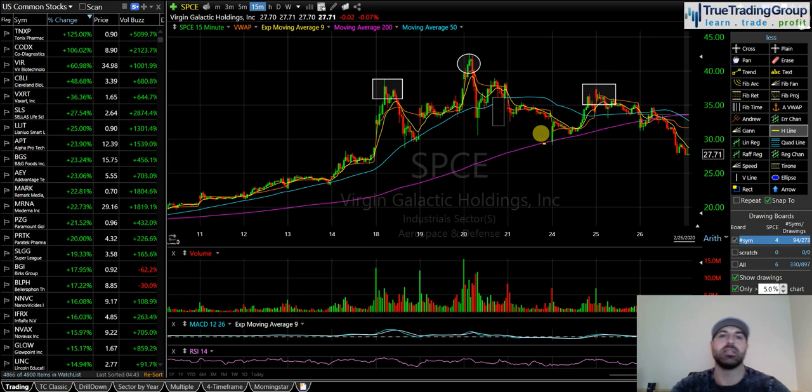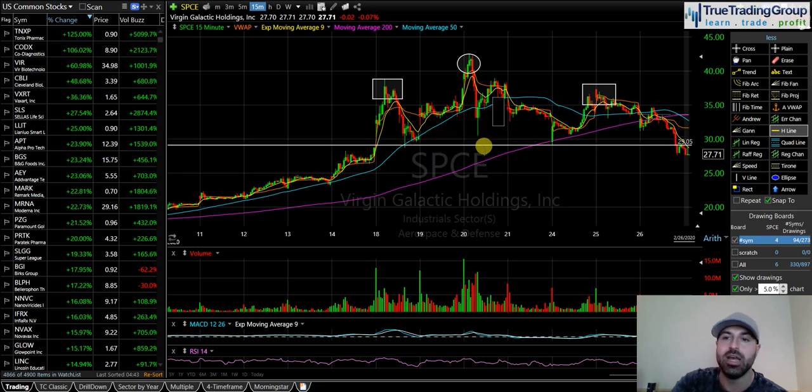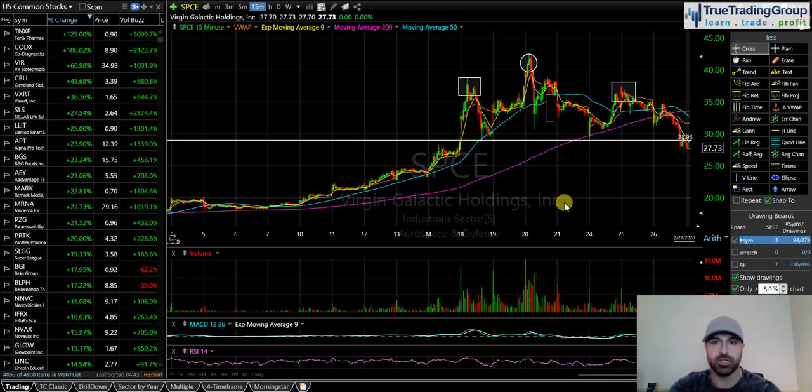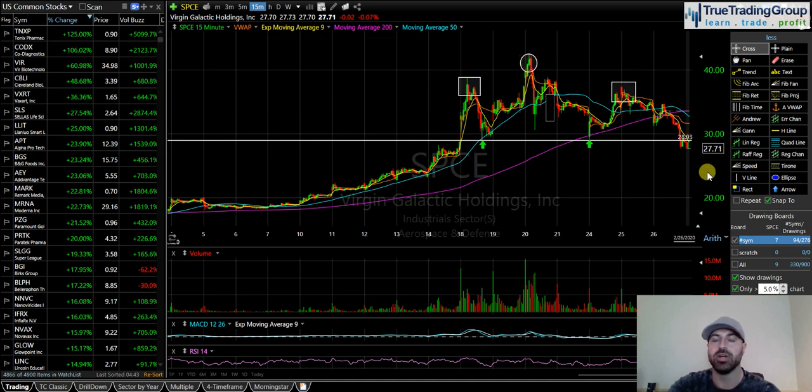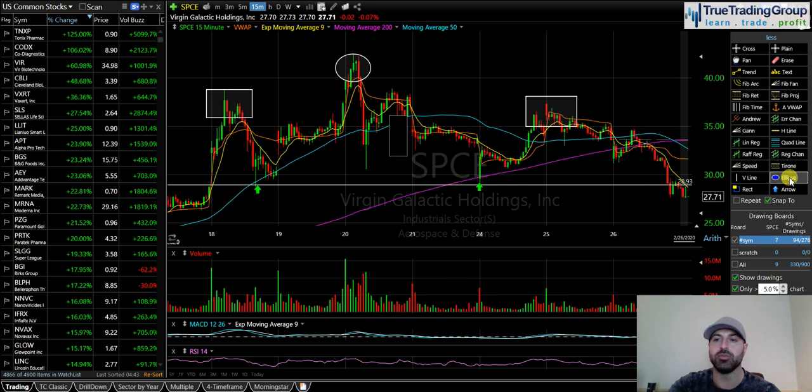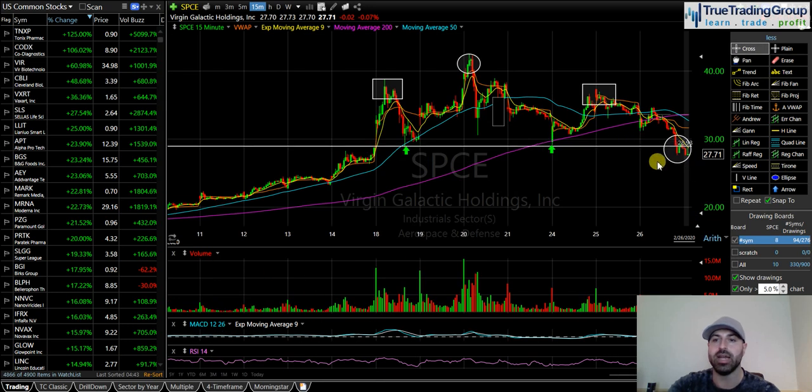A neckline is the most important part of this trade setup because it is the support level. And when you break below that support level, the trade triggers. So as you guys can see here, we have very clear support around $29. Here's your $29 area that creates your neckline. Here's your left shoulder. Here's your head. Here's your right shoulder. And as you can see today, we have just broken below the neckline. Okay, this neckline was around 29.